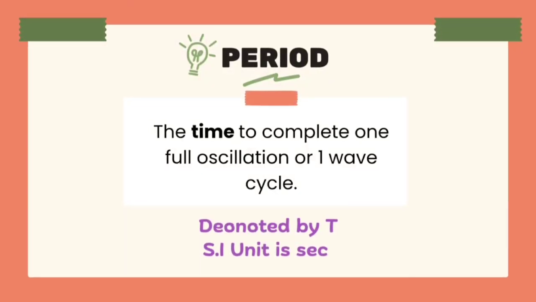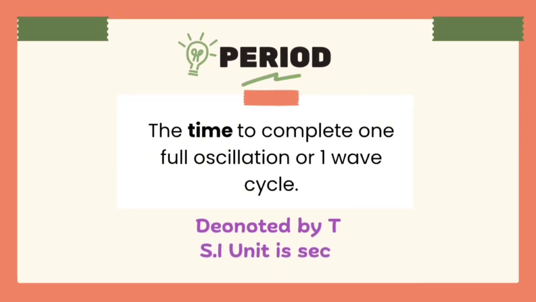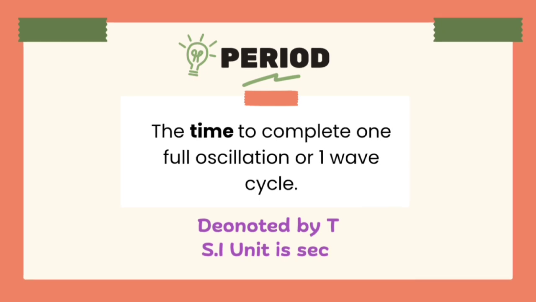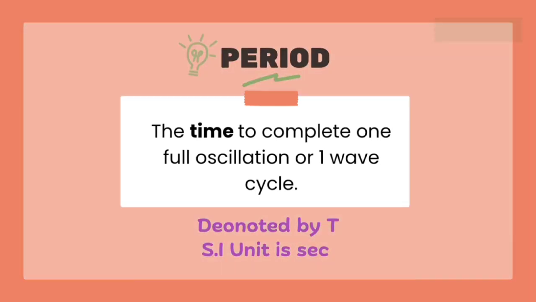Period, on the other hand, is the time to complete one full oscillation or one wave cycle. It is denoted by T, and its SI unit is sec or second.